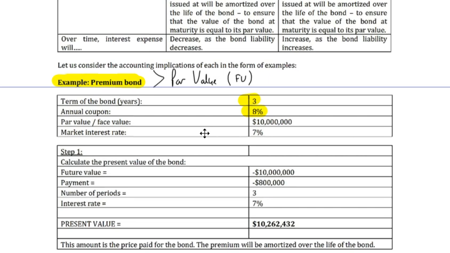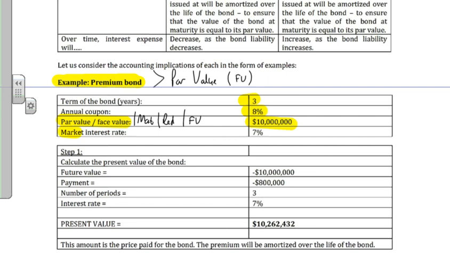It pays a coupon of 8%. The par value, face value, maturity value, redemption value, future value. Can you see how many names it's got? It is equal to 10 million. What does that mean? That means at the end of the life of the bond, it will pay out an amount of $10 million, by the bond issuer to the bond holder or investor.